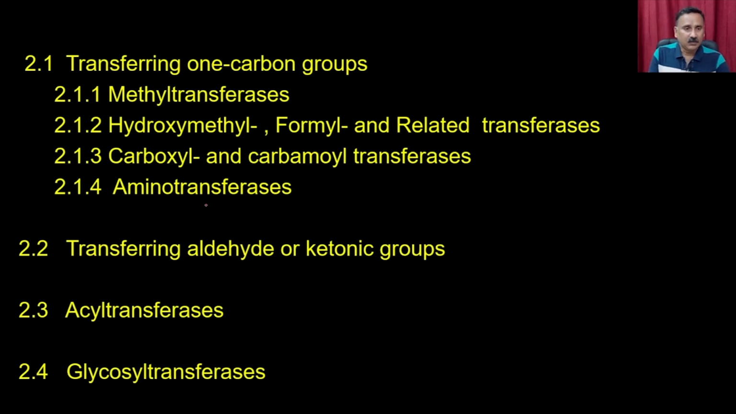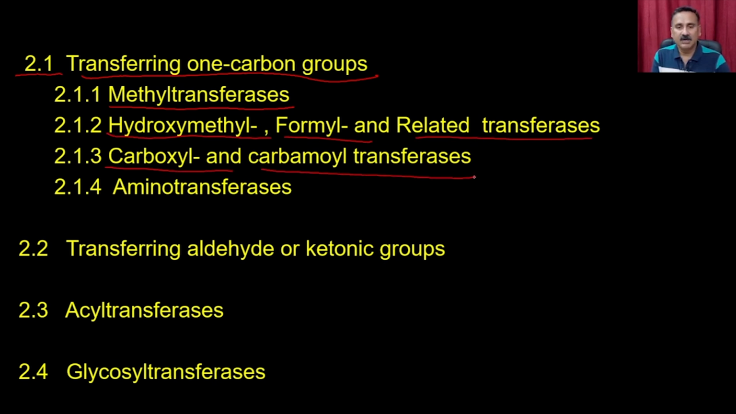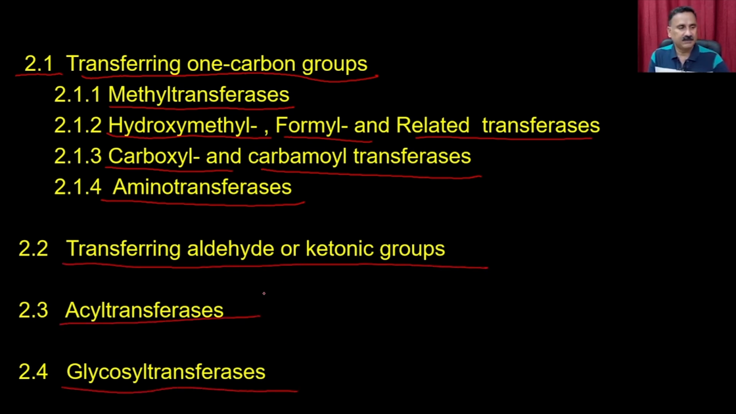And within these groups, you can also have subgroups, for example 2.1. These are the enzymes which transfer the one-carbon group. Within that you have the methyltransferases, hydroxymethyltransferases, formyl and related transferases, carboxyl and carbamoyl transferases, and the aminotransferases. Similarly, the 2.2 group transfers aldehyde or ketone groups, 2.3 transfers acyl groups, and there are the glycosyltransferases.